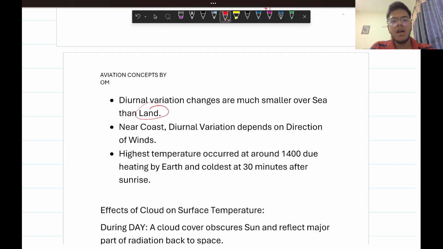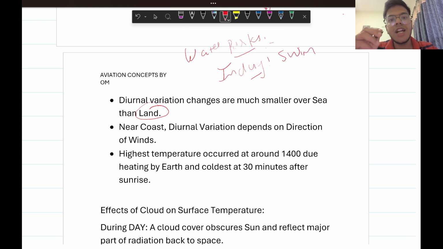So guys, if I tell you an example, there are water parks. Okay. So if you are going to a water park or a swimming pool, if you swim there in daytime also, you are able to swim because the water is not that hot. But if I ask you to lay down on a road in daytime, it is not possible guys, it is not possible.